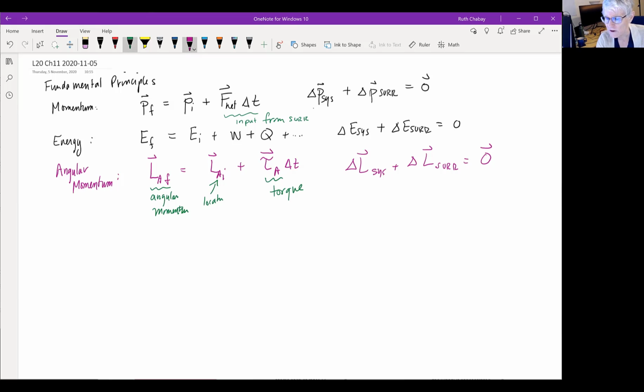So our agenda for today is mostly to figure out what is angular momentum and why is it interesting and how do we calculate it, and then we're going to have to figure out what torque is and how that modifies angular momentum and how we calculate that. So that's our agenda for today, for the next couple of days.